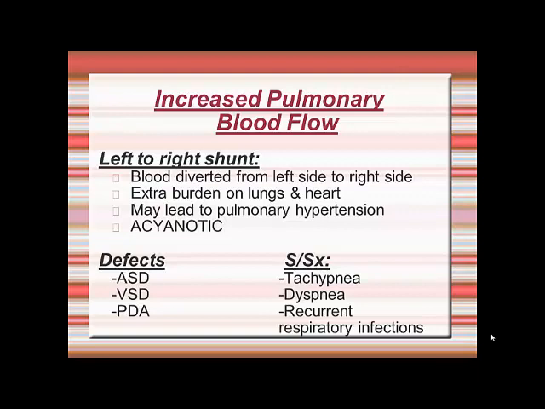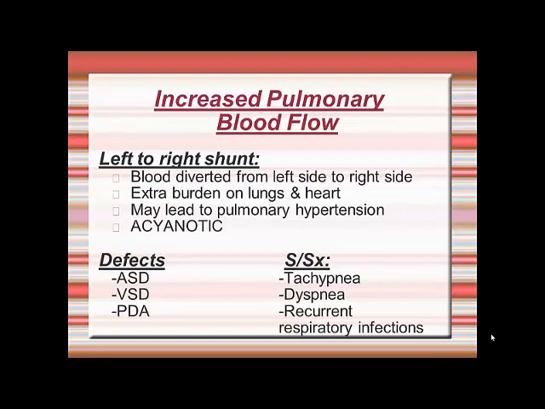And so the size of the defect determines how much blood is actually shunted to the right side of the heart. Now we know that when it's shunted to the right side of the heart, it's going to cause more blood to flow to the lungs. So it's extra burden on the lungs and the heart, and it could lead to pulmonary hypertension.